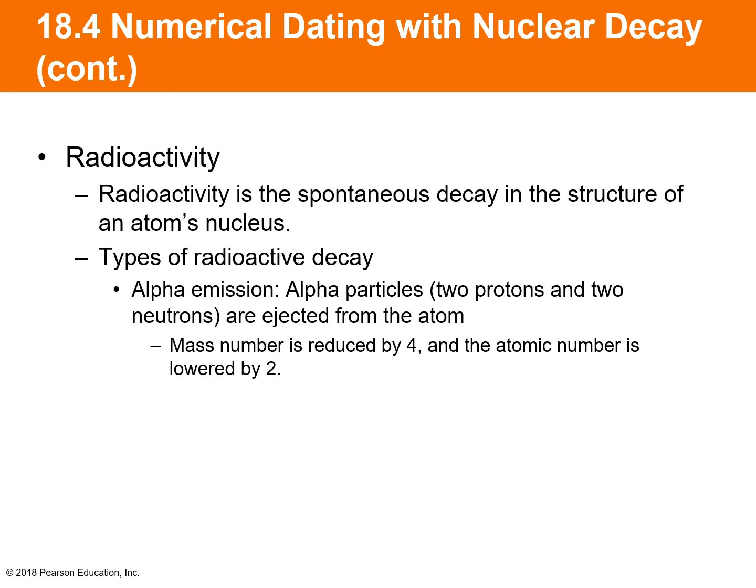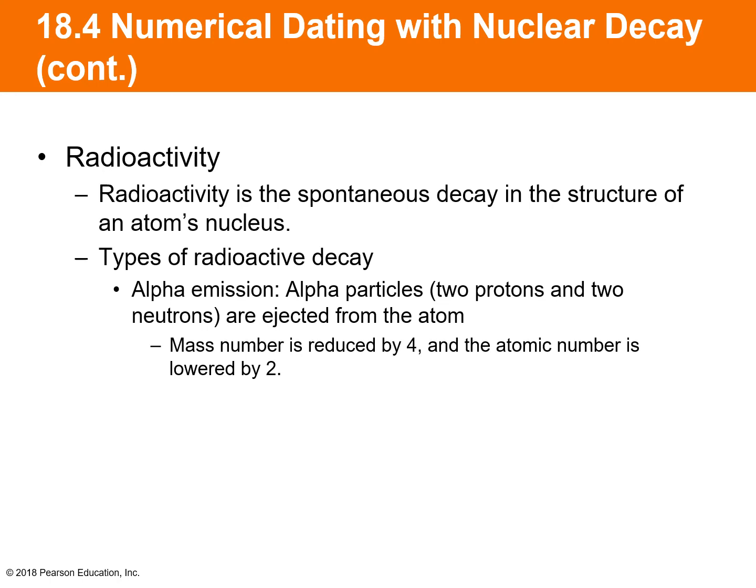Well, radioactivity is the spontaneous decay in the structure of an atom's nucleus. You can think of this as a type of atom or element that is unstable in its conditions, and therefore spontaneously decays in its structure. So there are multiple types of radioactive decay. There is alpha emission, which is when an alpha particle, 2 protons and 2 neutrons, is ejected from the atom for it to try to reach a more stable form.